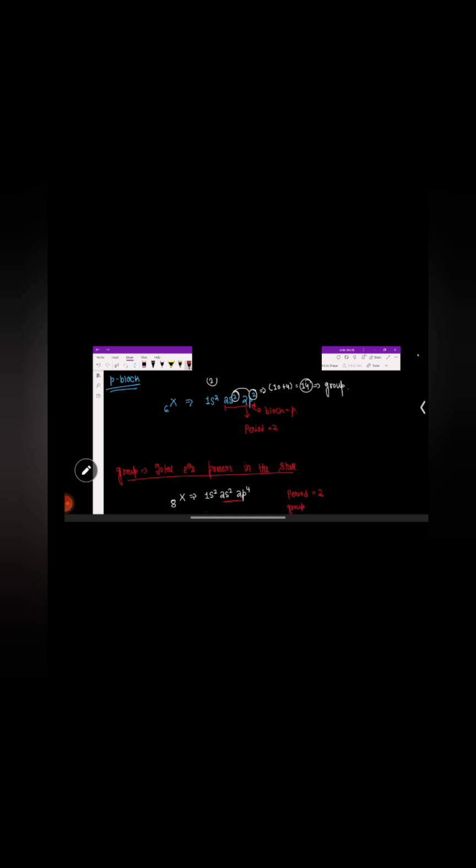It's a P block element, right? P block, it is very evident. I don't have to do that. P block means always you need to add 10 with it. So 10 plus what? See, again, the number of electrons present in the shell is 6. So group 16 is where I'm gonna find it.